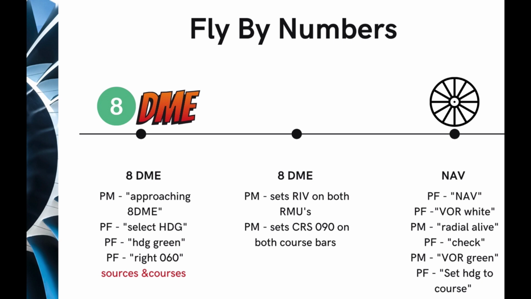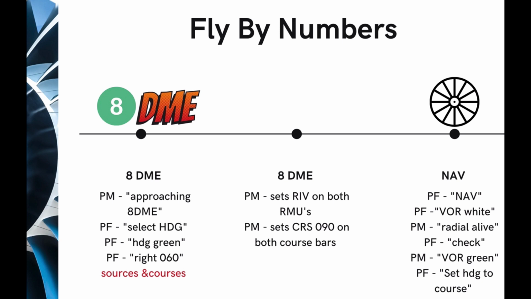So in this case, the pilot monitoring will set Romeo India Victor on both RMUs, always starting with the pilot flying first. We want to give the pilot flying the correct frequency first. We also want to set the correct course on his or her course bar. The pilot monitoring sets course 090 on both course bars. The pilot flying then calls for nav, which will be followed by VOR white. We then wait for a radial alive call, the response check, and then we will see VOR green.